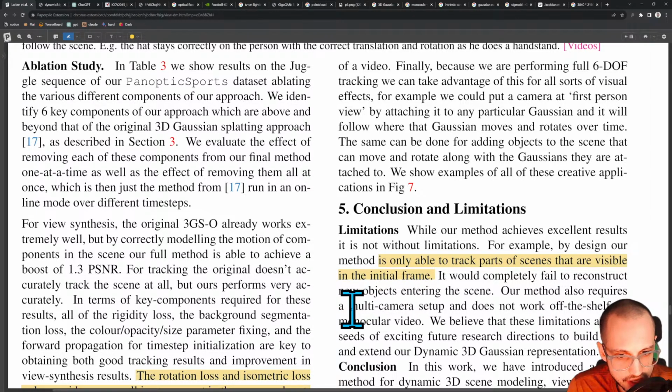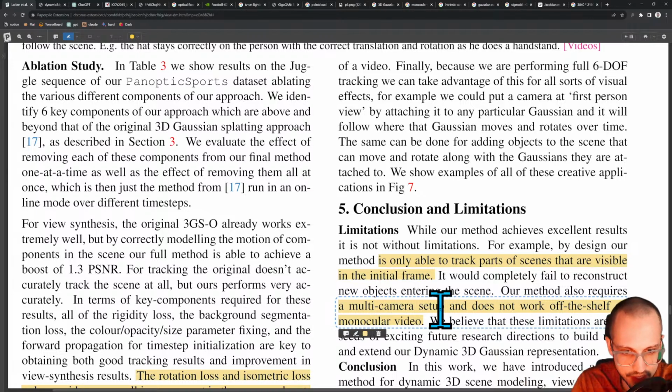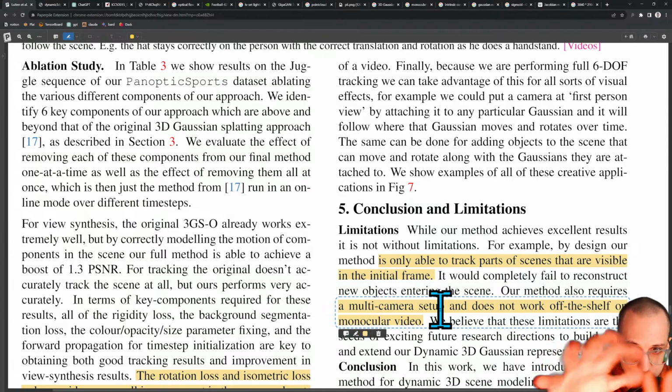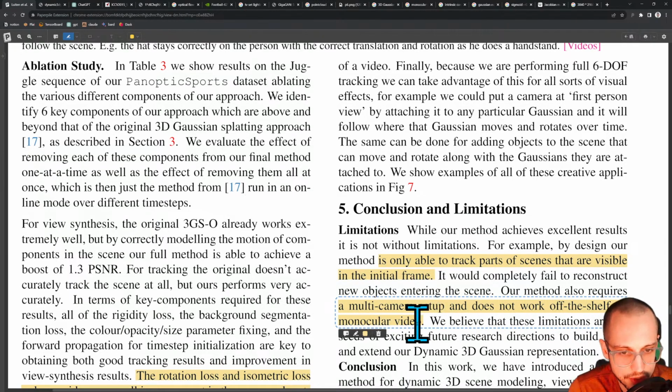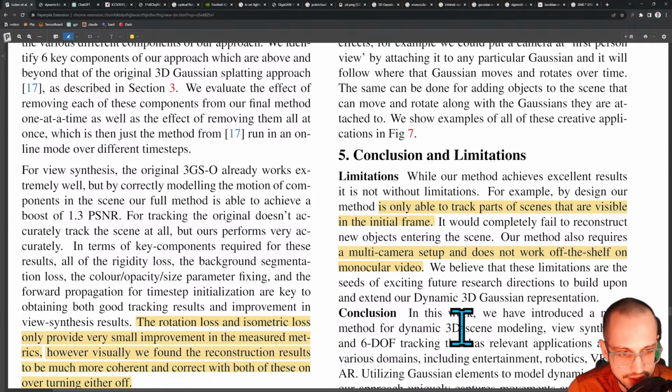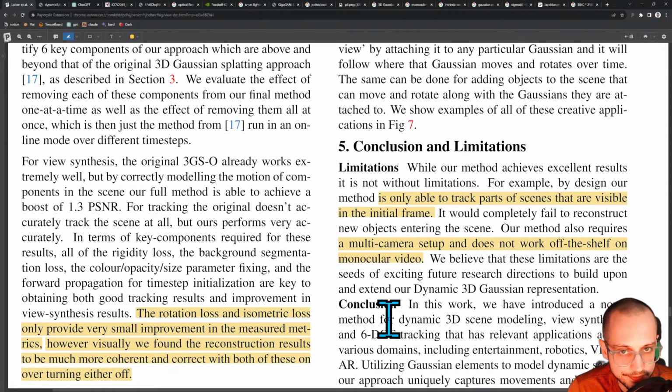Our method also requires a multi-camera setup and does not work for off-the-shelf monocular video. Again, if you only have a small locus of camera, and you don't have this perfect multi-camera setup with perfect extrinsic camera matrices and perfectly calibrated cameras, all uniform around this hemisphere, it's not going to work anywhere near as well. So that's a problem.